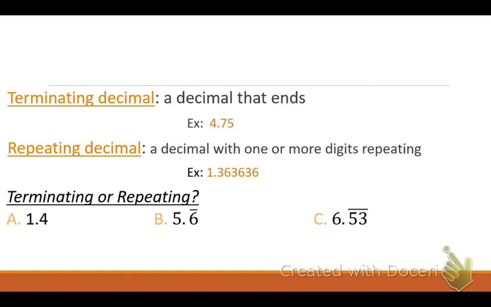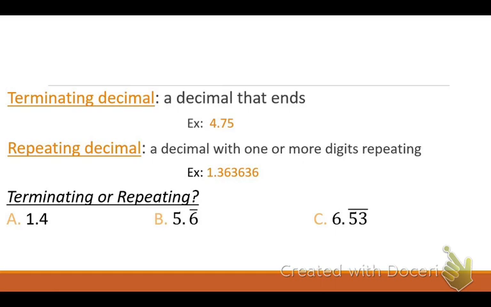Who can give me another example of another terminating decimal? All right, very good. 2.35. Who can give me another one? 6.75. All right, all of those are terminating decimals because they ended. The next one is a repeating decimal.